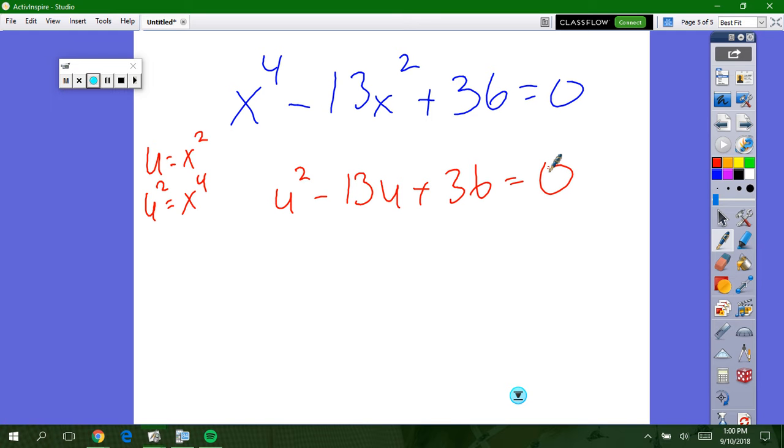I need to do the chart. Here we go, Rivera. I saw you looking at me. 1 and 36, that adds to be what? 37, that ain't it. 2 and 18, that's 20. 3 and 12, that's 15, that's close. 4 and 9, that's 13, right? Everybody there with me?